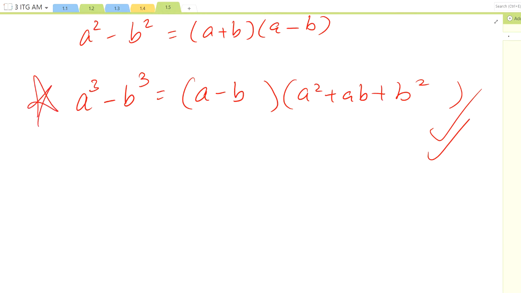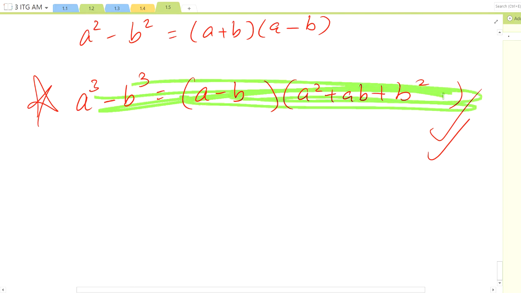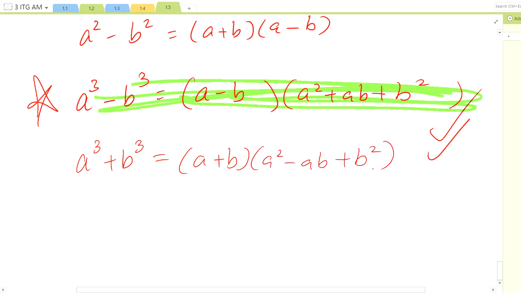So take out your highlighter on page 26. On page 26, in the box, you see it labeled as difference of cubes. A cube minus another cube, I can factorize it to give me a minus b, a square plus ab plus b square. This is known as difference of cubes. So above that, we can see that there is a sum of cubes. A cubed plus b cubed equals a plus b, a square minus ab plus b square. Again, memorize this. Memorize it.